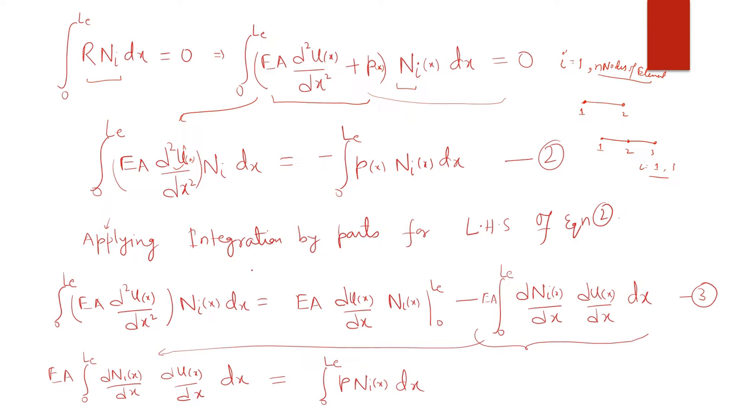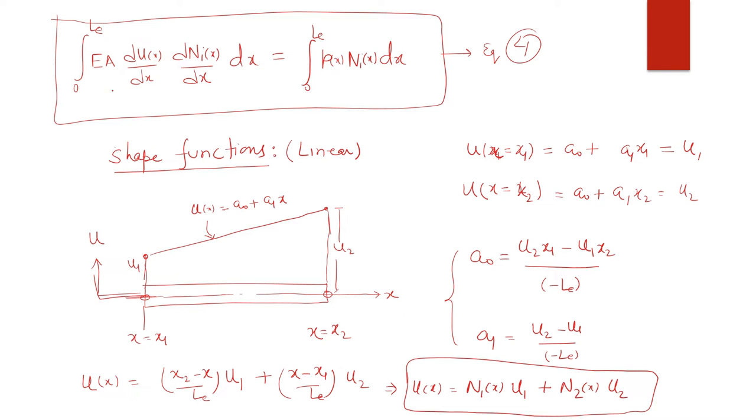Now applying integration by parts to the left hand side of equation 2, we get one of the boundary conditions and another term. So minus of this equals minus of this, therefore cancelling the minus sign from both sides. Okay, so we have minus the integral from 0 to Le of EA dNi/dx du/dx dx, and this. Now, finally, we will write this equation: the integral from 0 to Le of EA du/dx dNi/dx dx equals this.